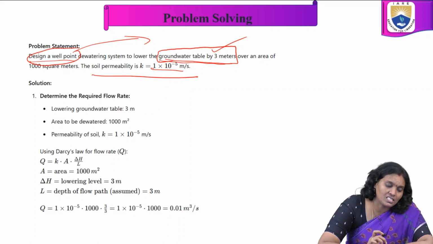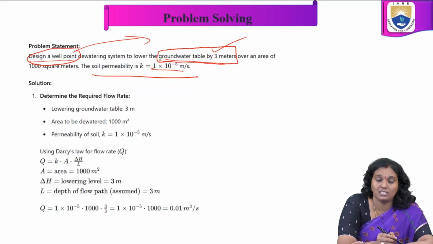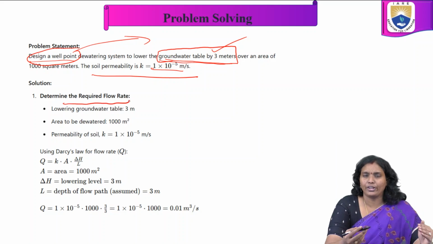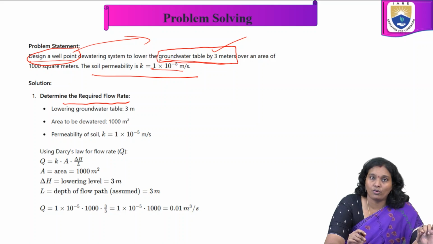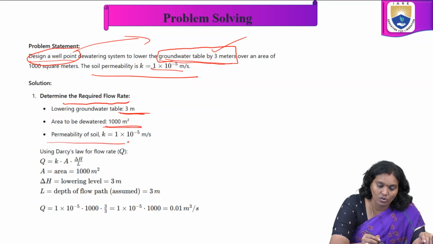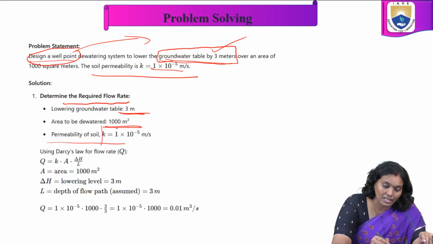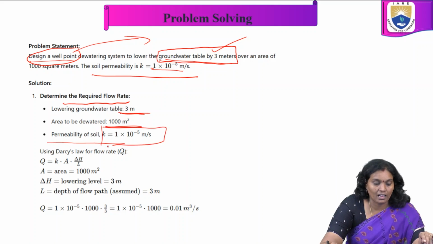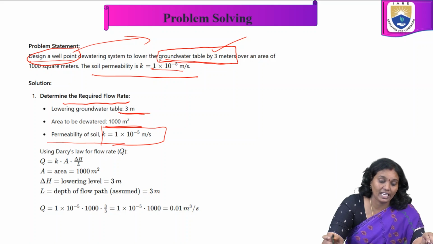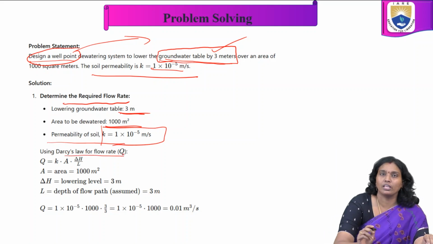As the solution for this problem statement, first determine the required flow rate. We are going to determine the required flow rate: lowering of the groundwater table is 3 meters, the area to be dewatered is 1000 m², and the permeability of the soil K is 1 × 10^-5 meters per second. To find the flow rate, we are using Darcy's law.